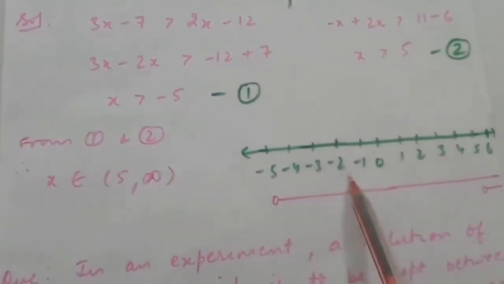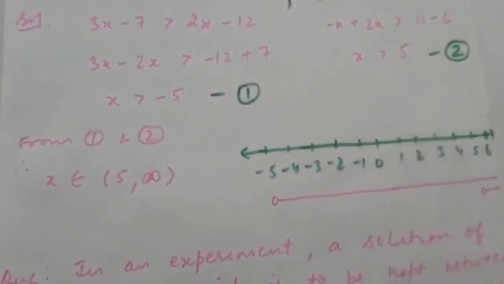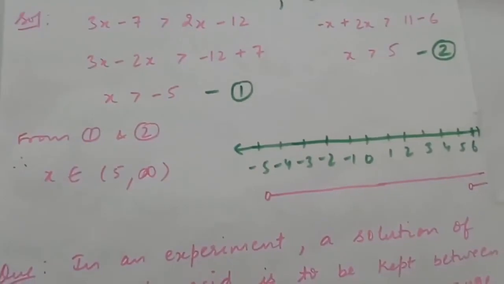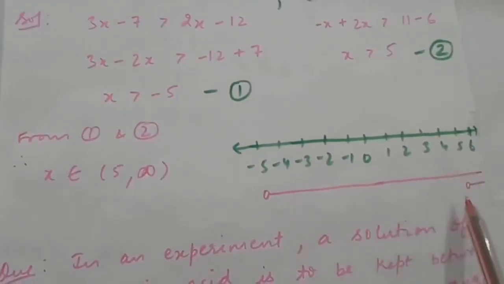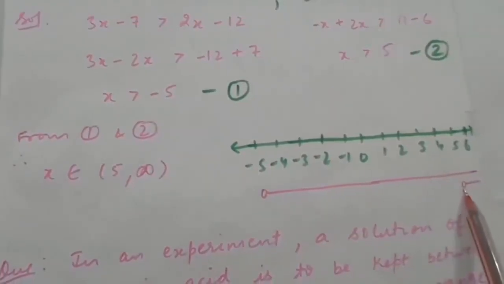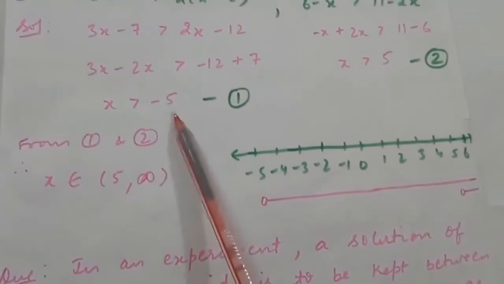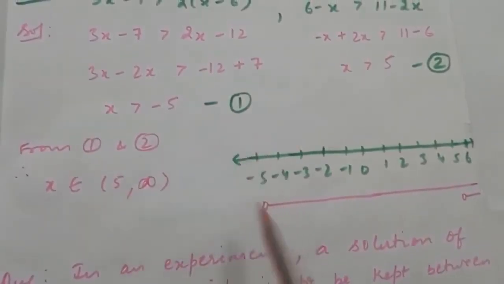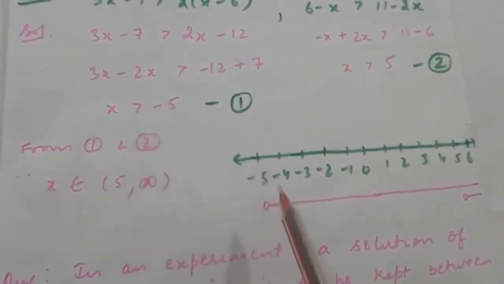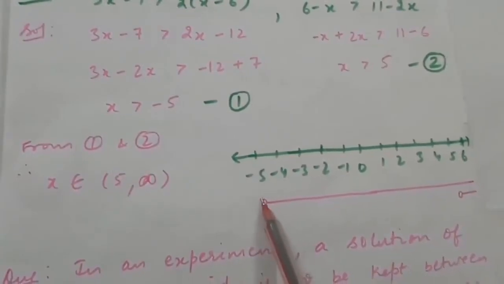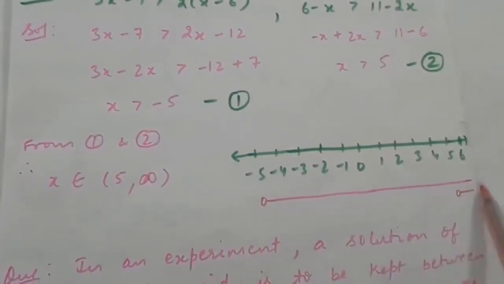Right? So draw the number line. x is greater than 5. When x is greater than 5 means equality is not there, so empty circle will come, and greater than will be on this side, right? And this is x greater than -5. Equality is not there, so empty circle will come, and greater than -5 will be on this side.